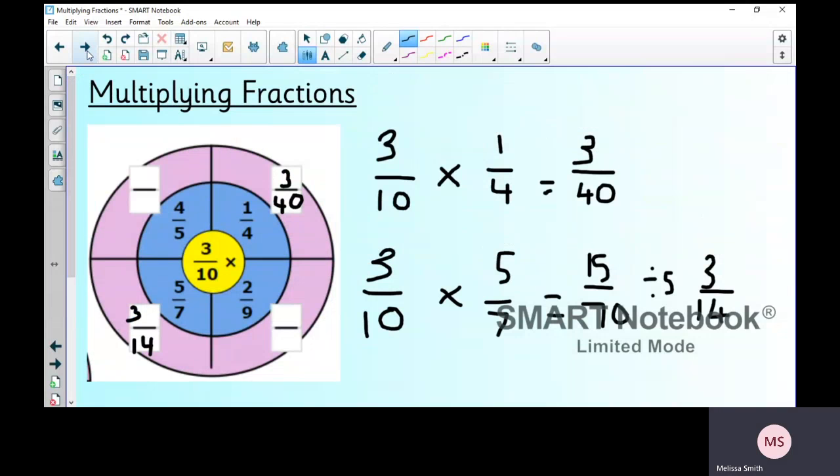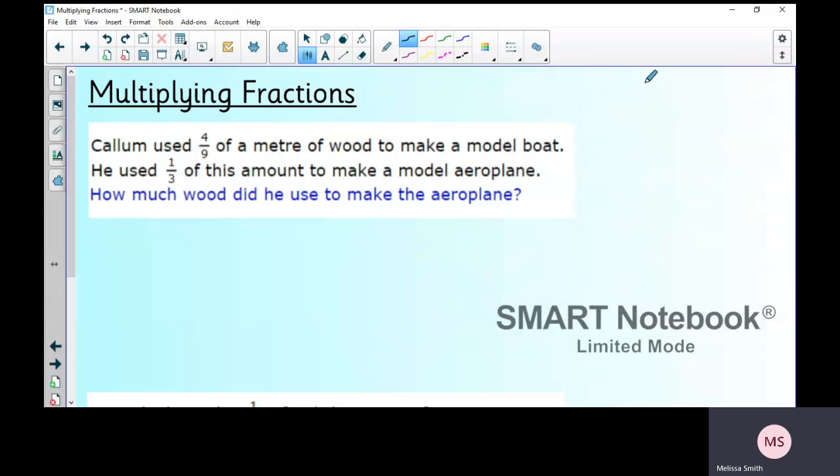Right, let's move on. Okay, something else that you're going to see today is some word problems using fractions. Let's have a look at this one together. Callum used 4/9 of a metre of wood to make a model boat. He used 1/3 of this amount to make a model aeroplane. How much wood did he use to make the aeroplane? Now, that might seem a little bit confusing because it's in a word problem. However, you have got the skills from what we've done today to be able to work this out.